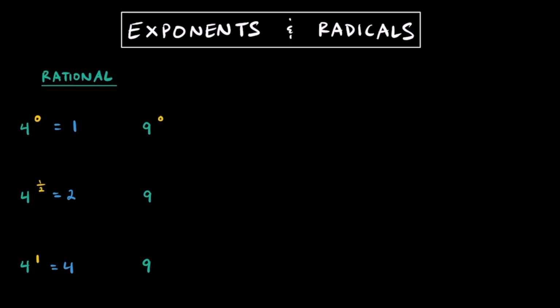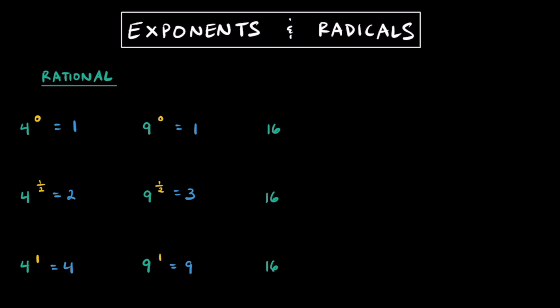Let's see if you can come up with a rule or a pattern based on a few more examples here. So here we have 9 to the 0th power, 9 to the 1/2 power, and 9 to the first power. So we already know that 9 to the 0th power is equal to 1 because anything to the 0th power is equal to 1, and we know 9 to the first power is equal to 9. Think about what this 9 to the 1/2 power should be equal to. If you were thinking about 3, then you're correct.